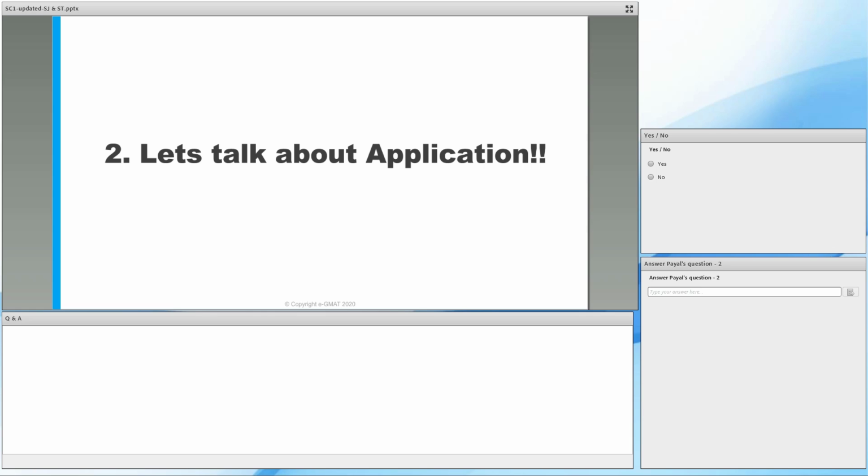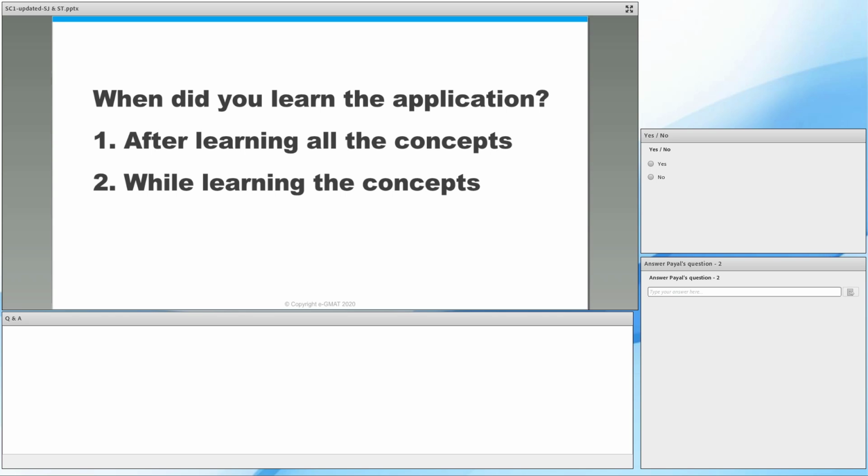Once you learn the concepts, and the concepts are really important if you want to do well at GMAT SC, what about applying these concepts? Here at e-GMAT, we want you to learn the application process while you are learning the concepts, and also after you have learned the concepts, through application quizzes, through practice quizzes, and also by showing you questions where you can learn all the concepts.